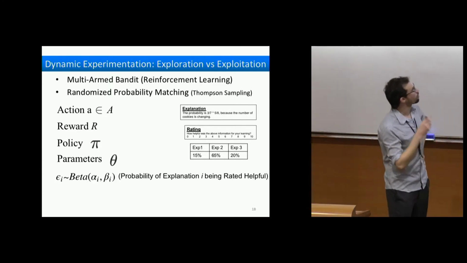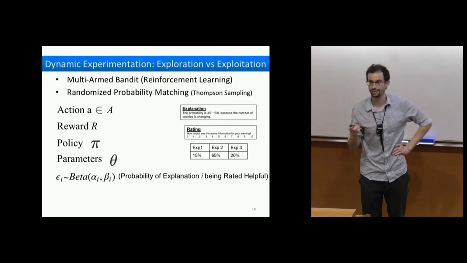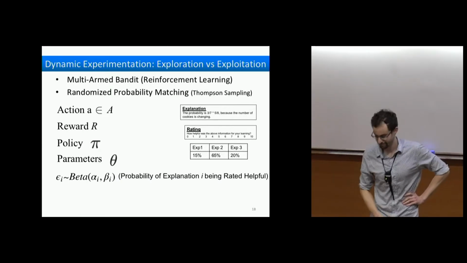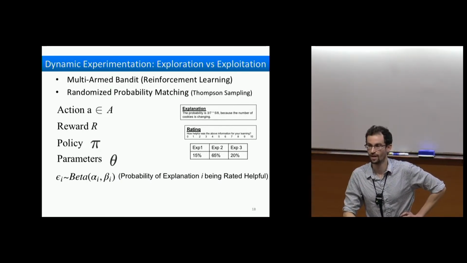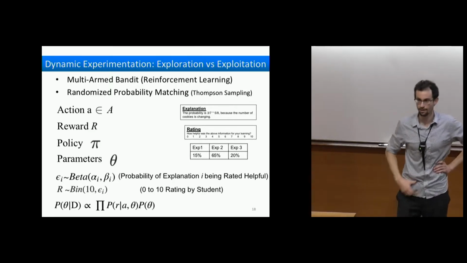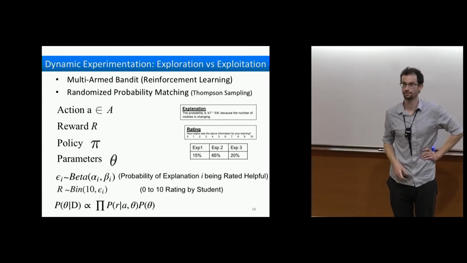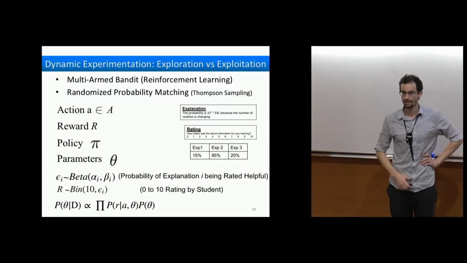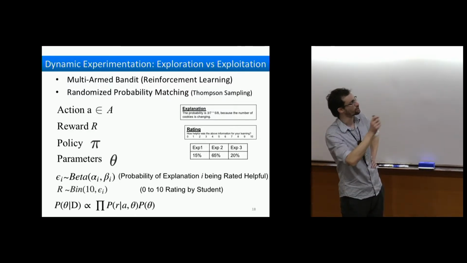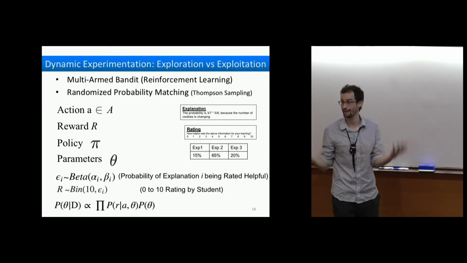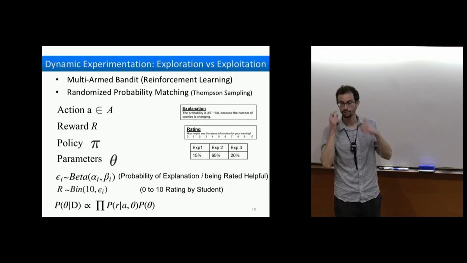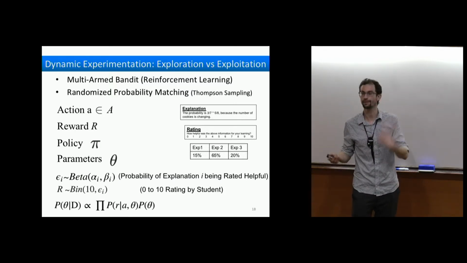So the probability of an explanation being rated helpful. Yes, exactly. So I should have had the whole picture. So basically, the prior is that there's a beta distribution, which is representing the probability an explanation will be rated helpful. Then there's a binomial likelihood function with 10 samples, and the probability of success comes from that beta distribution.